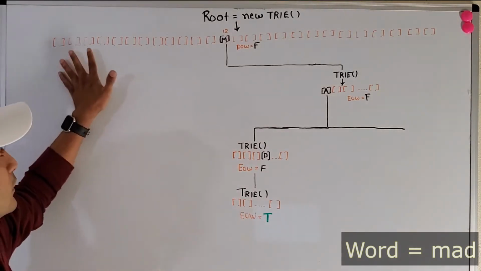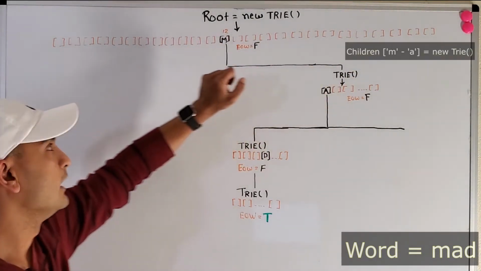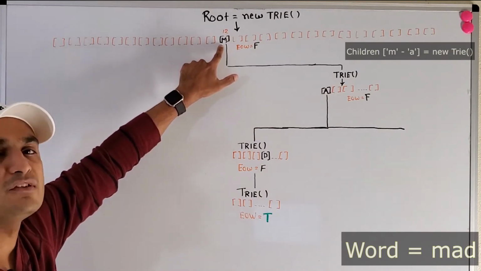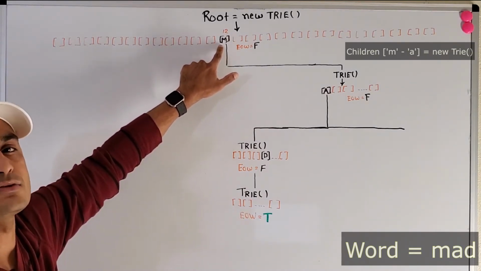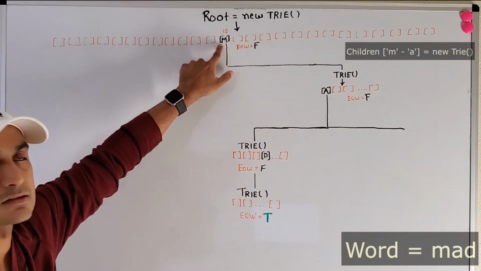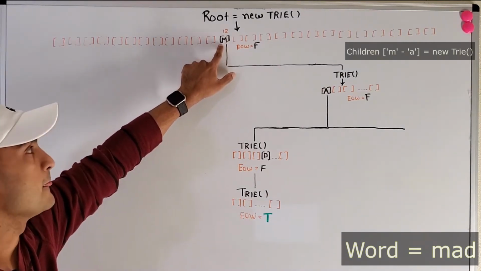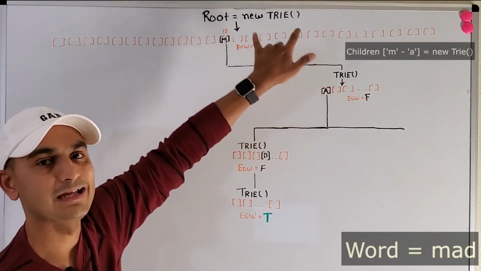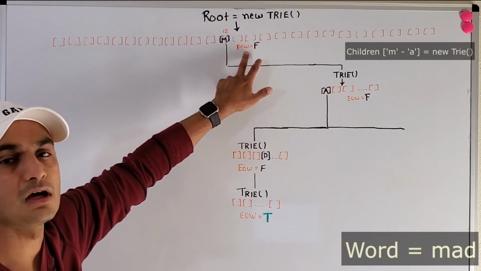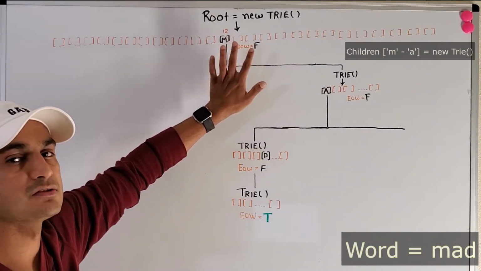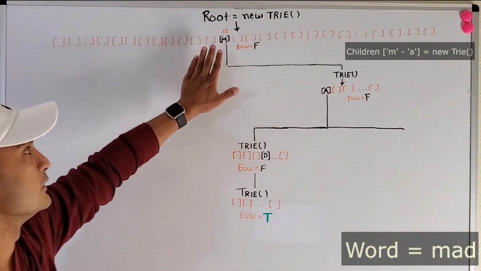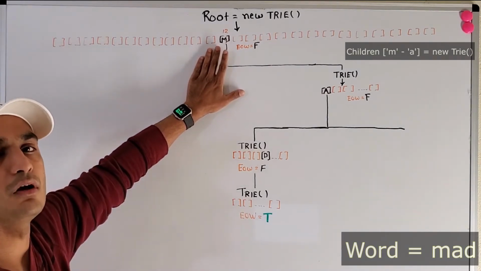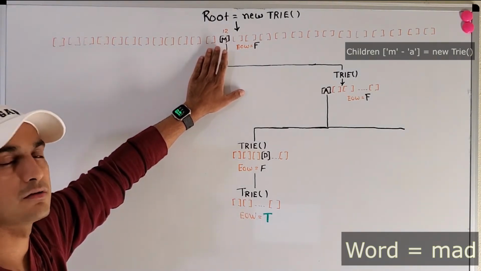So all of them are null, and we'll go to this letter M, which is the 13th character in A to Z. So we'll initialize this 13th child in the array, and we'll create a new trie object at that instance. By default, our end of word is false, so we'll just keep it as is. Now this will denote that we have a word with letter M in our trie.